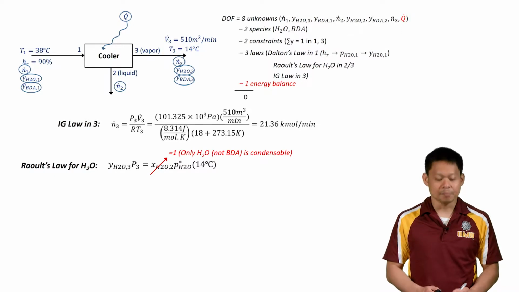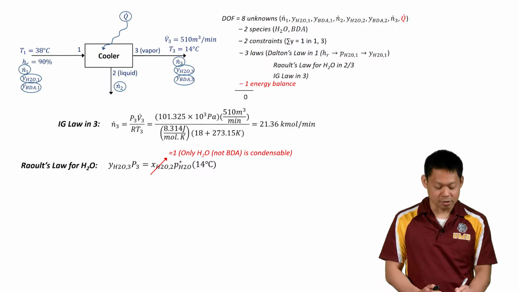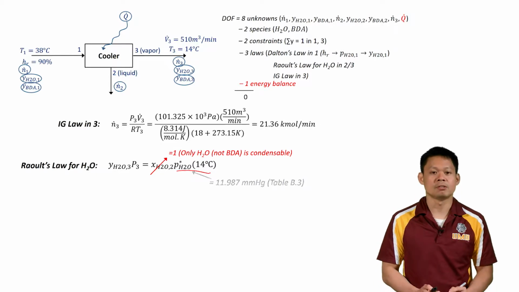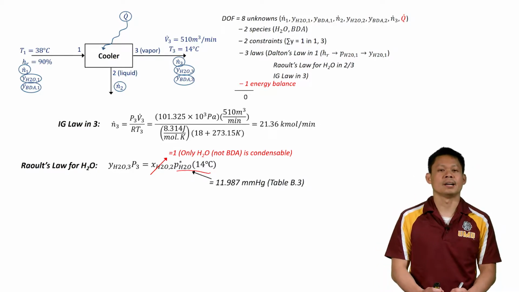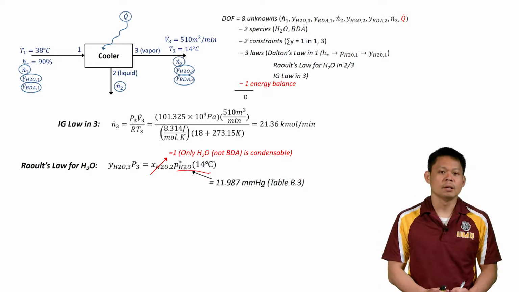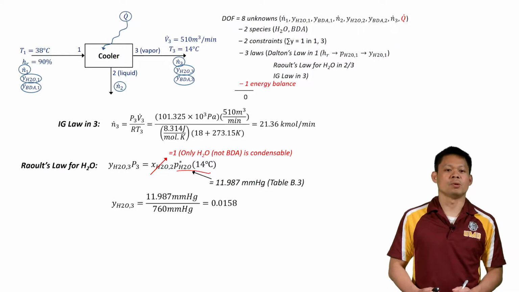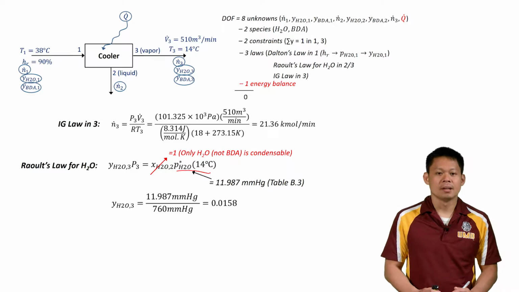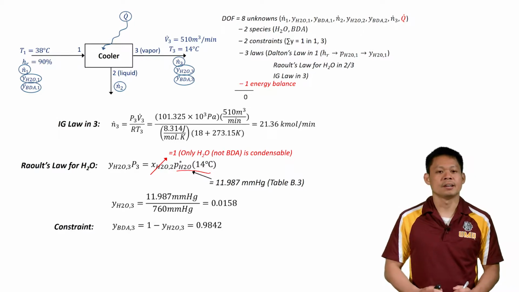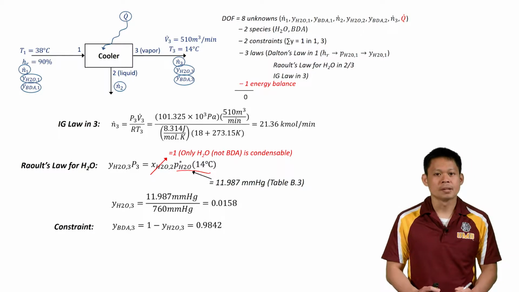That goes to 1. We can look up our vapor pressure at 14 degrees C from table B3, and that is 11.987 millimeters of mercury. With that, we know P3, we can find our mole fraction of water in the outlet stream. From there, we can use our constraint to find the mole fraction of bone-dry air. All right, so we're done with Raoult's law, we're done with the ideal gas law.